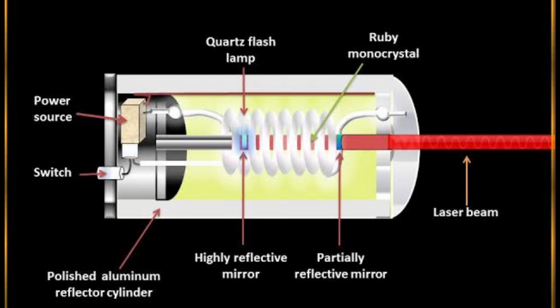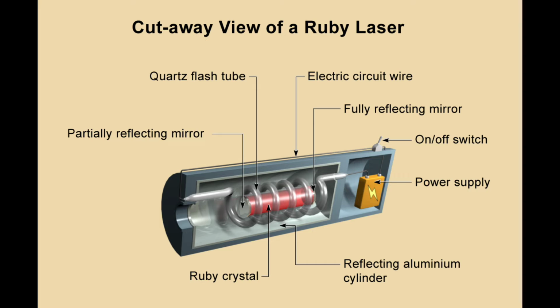Second one is the power source. Power source is required to pump the atoms in the lasing medium to an excited state. Third is mirror. Two mirrors are required. One is partially reflecting and another is fully reflecting. The mirrors allow the emitted light to bounce back and forth within the lasing medium cavity and ultimately to escape to the outside. A lens is used to focus the beam.